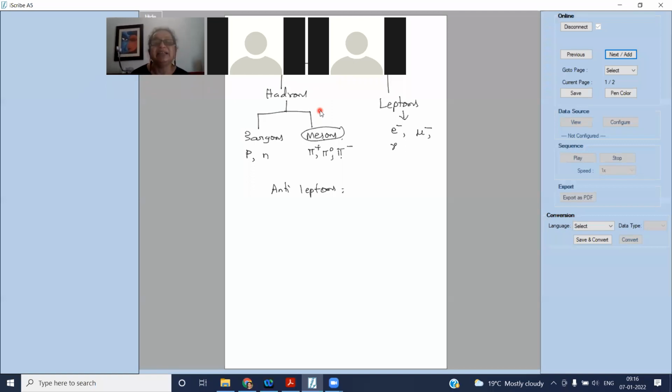Hadrons and leptons remain. In hadrons, what are there? Baryons are there: baryons are P and N. Mesons are all the pions that we have found. They are bosons. In leptons, I have the electron, muon, and a neutrino so far. Anti-leptons are e plus, mu plus, and a nu bar. That's what I should write. Anti-baryons form a different world altogether: anti-baryons are p bar and n bar. That's what I should remember.